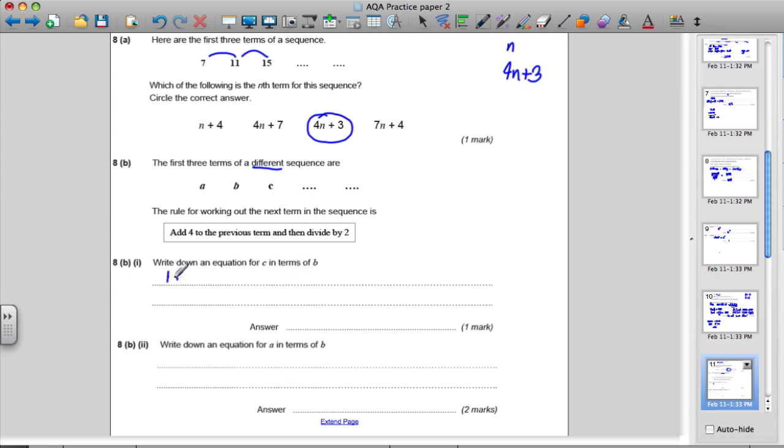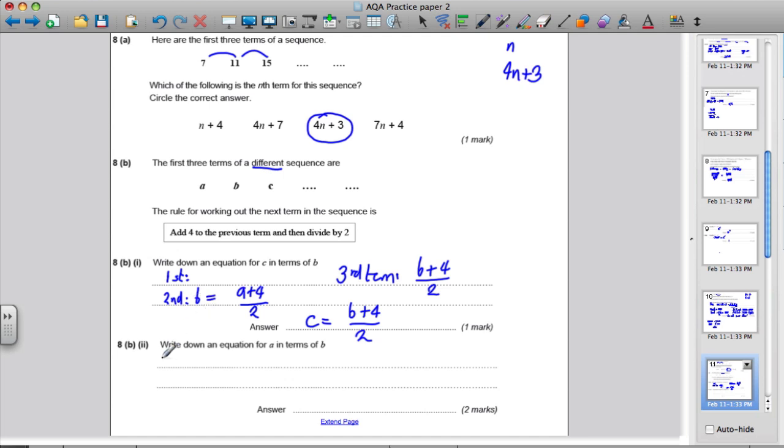Well, a is the first term. The second term is equal to b, but that must also be equal to the first term plus 4, then divided by 2. And finally, the third term must equal the second term plus 4 divided by 2. So an equation for c in terms of b, if c is the third term, is c equals b plus 4 divided by 2.